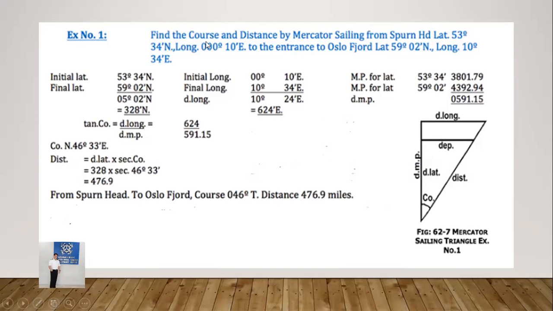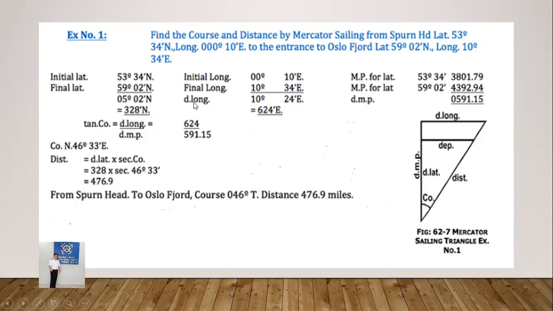So that is why you will get course and distance, meaning to say you get the DLAT. These are the two latitudes. These are the two longitudes. Subtract, and you get the DLAT. Then of course, you have to convert it into minutes to get how many miles. So that will be 328 nautical miles. Same sign, 53 and 59, so you are northbound. Looking at the longitude, 00 then 10, so you are eastbound. That's why the sign is east.